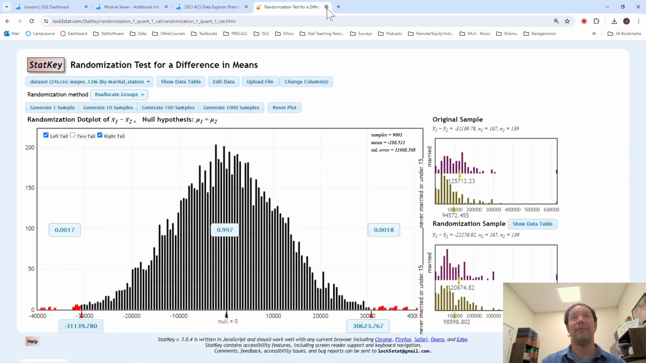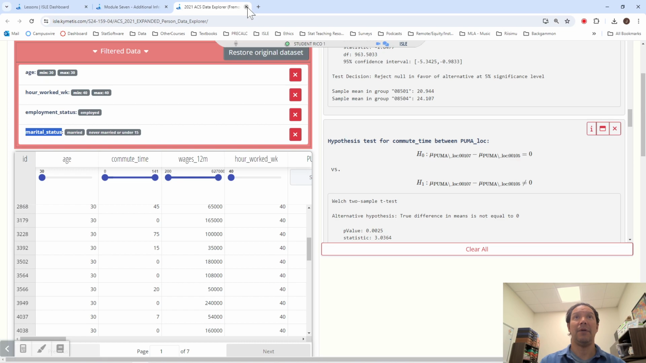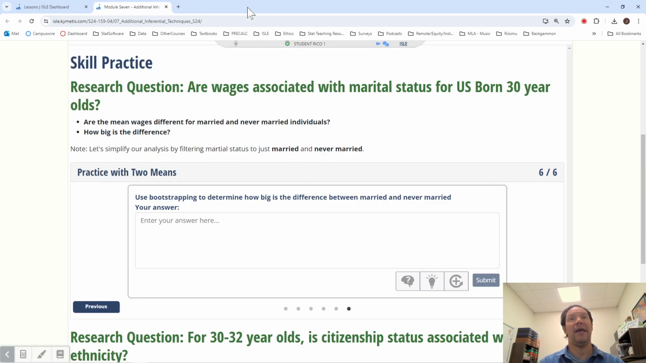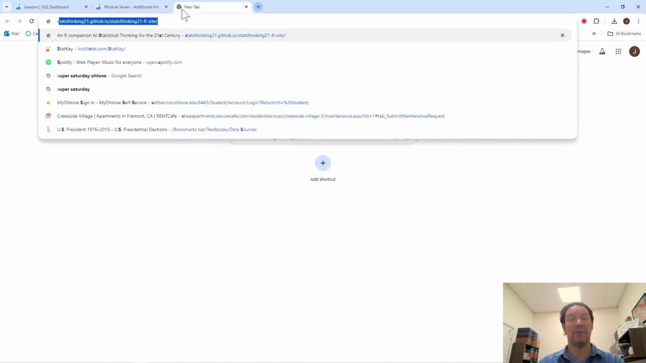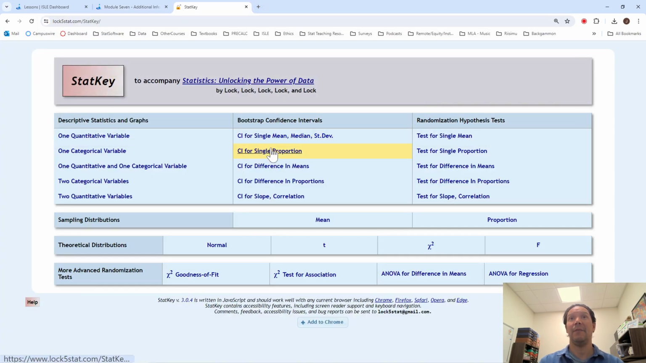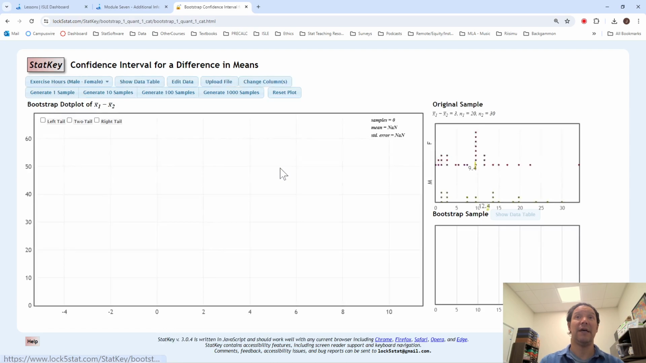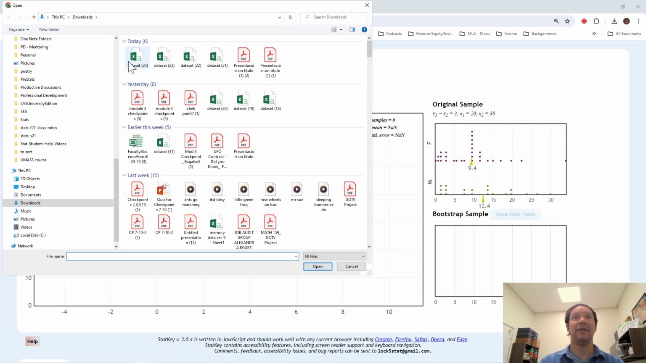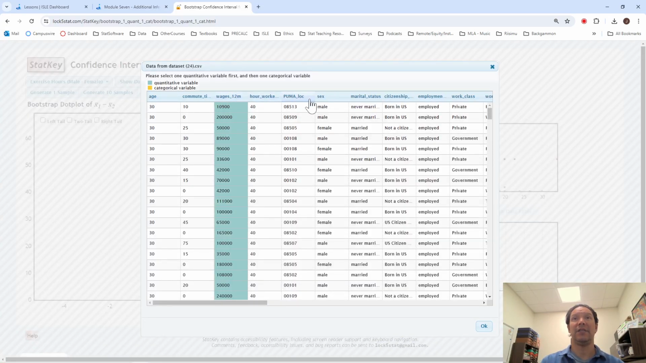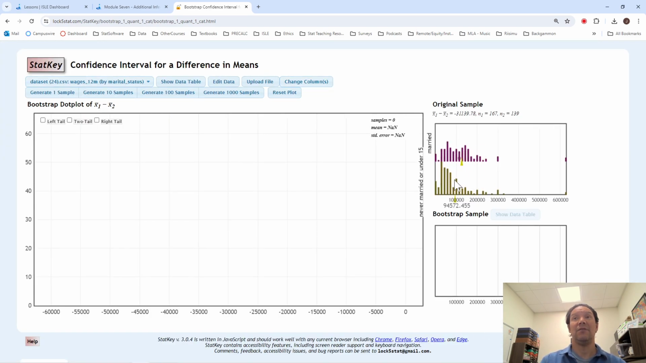Sort of afraid to do that, but I'm going to close this app. I'm going to close the ACS data because that will help us out a little bit. And what I'm going to do now is show you the new app. So I'm going to go into StatKey again. I'm going to do a bootstrap confidence interval now. I'm going to upload the file. I'm going to select wages again and marital status. It calculates the two numbers here.